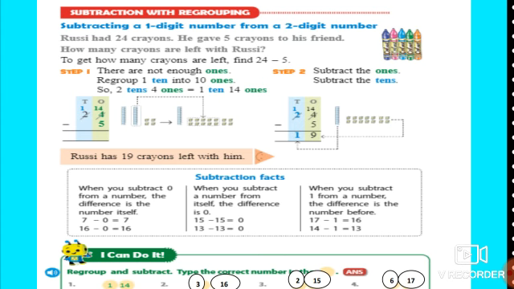For example, 16 minus 0, now I am subtracting 0 from 16. Now 16 will be the answer because I am subtracting 0. 0 is nothing. That's why I'll get the number itself, that is 16.